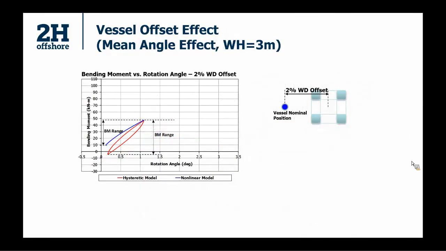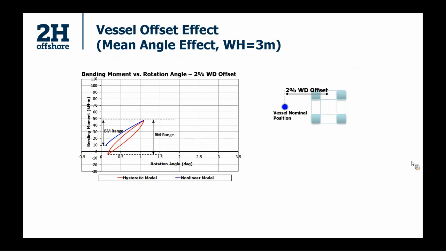Next evaluation is about flex joint mean angle effect. The changing of mean angle is achieved by changing vessel offset. This time, the wave height is fixed at 3 meters. When the vessel offset is about 2% of water depth, the flex joint mean angle is approximately 0.6 degree. Here we are talking about the center of the hysteresis loop, so it's about 0.6 degree in this case. And we can see a small difference of bending moment range by these two methods.